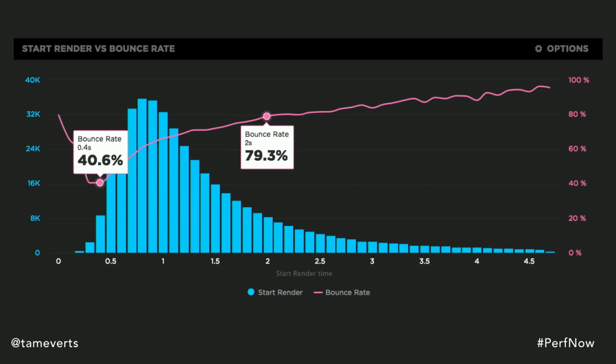And at SpeedCurve, we use start render as a metric in synthetic and in LUX, our real user monitoring product. And in LUX, we can show people the correlation between start render and bounce rate. So this is a correlation chart where you can see the histogram, all those blue bars. That is the traffic distribution across start render times. And you can see that bounce rate creeps up from about 40% at 0.4 seconds to almost 80% at 2 seconds. So obviously, in this instance, start render is a pretty meaningful metric for people. It correlates to how people actually behave.